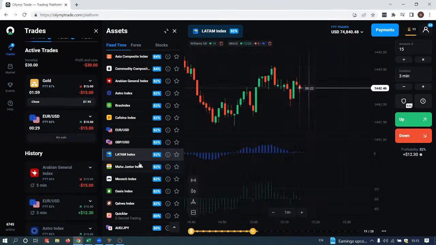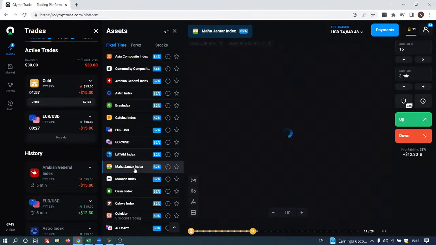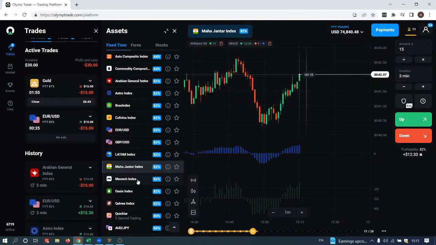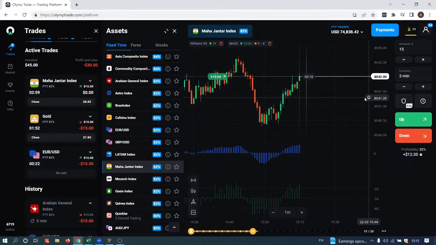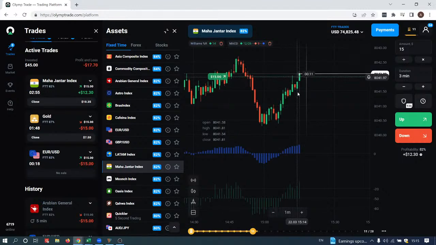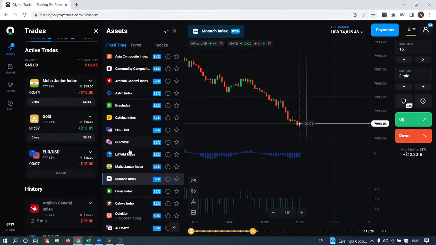All right. So let me go ahead and open a few more trades. Okay, so Mahajantar. Even though we are going upwards, I think the uptrend can continue. Here both histograms are above the central line, so that is a clear signal for an up trade. Munch index, a down signal.